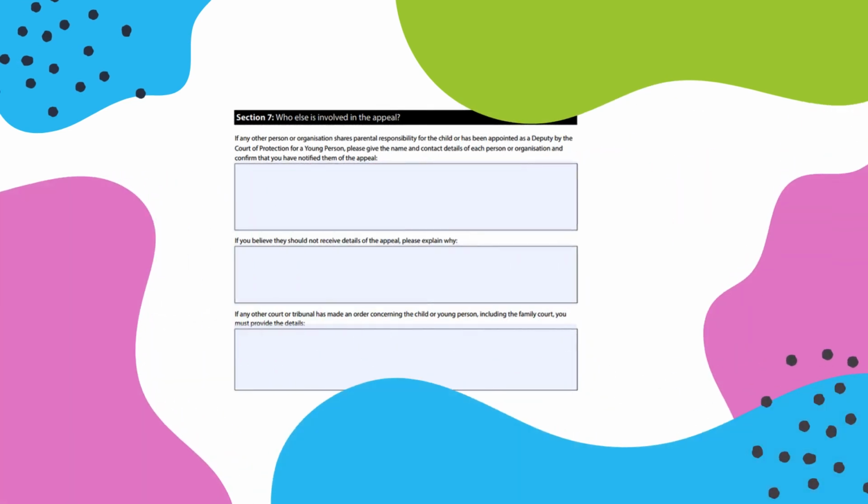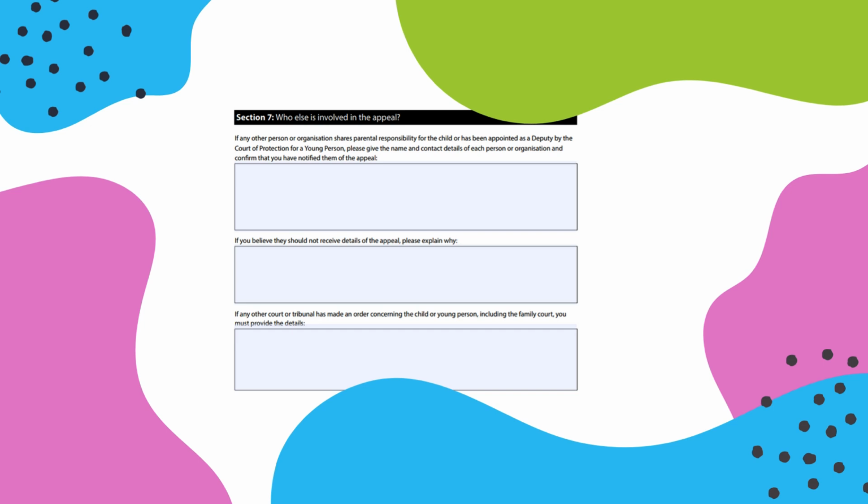Section 7 asks who else is involved in the appeal. Again, if this section is not applicable, then please leave it blank. The first box would be completed if any other person or organization shares parental responsibility for the child or has been appointed as a deputy by the Court of Protection for a young person. If this is the case, please give the name and contact details of each person or organization, and confirm that you have notified them of the appeal.